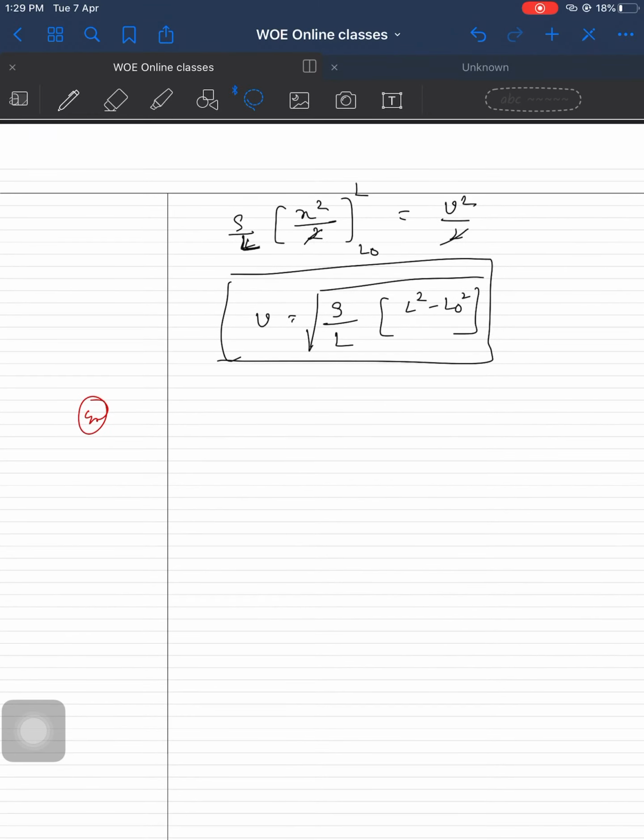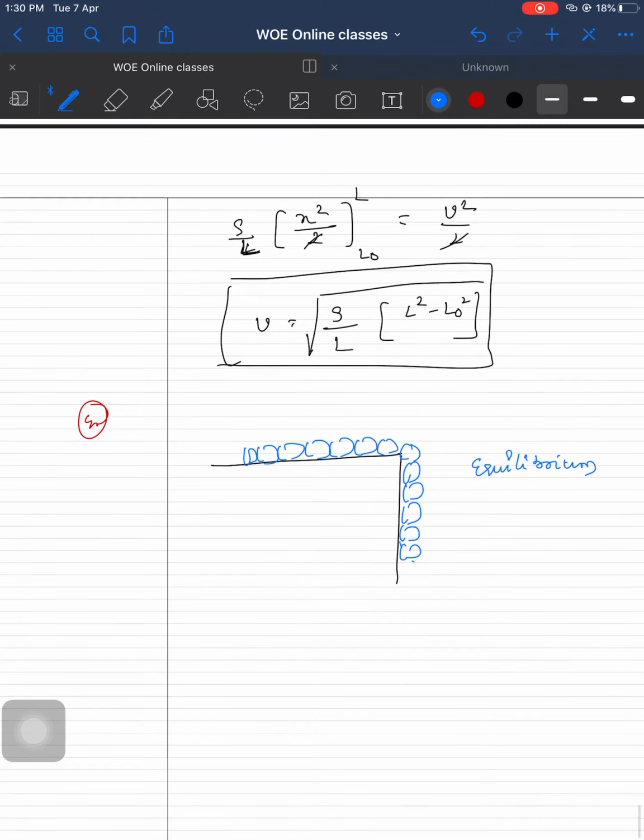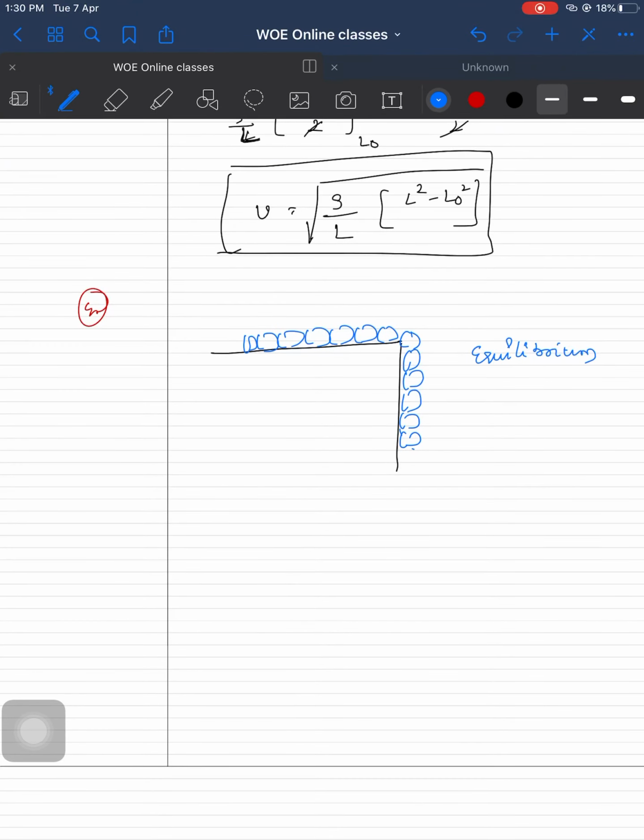Now, in the same question we are making it a little complicated. There is a chain, and it is at the verge, in equilibrium condition. Equilibrium condition is nothing but the downward force being equal to the upward force, which is nothing but the friction here, mu. Now the chain is moved a little bit, and the chain started moving in the downward direction.